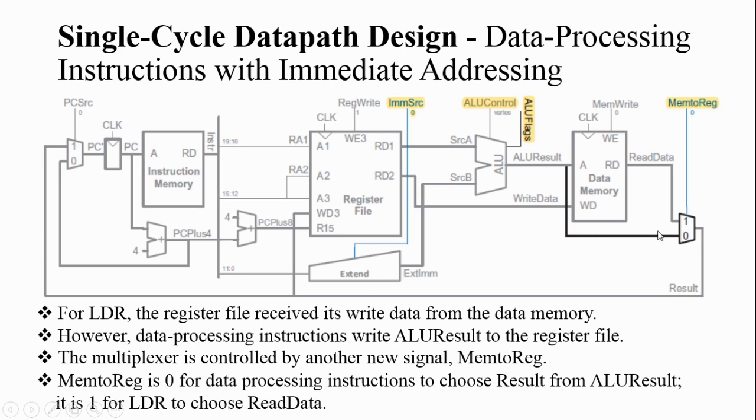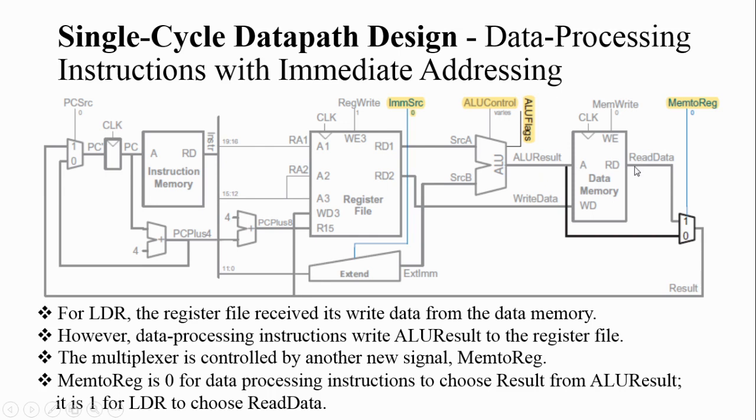Wherever this black color is shown, that is the current execution. So the ALU result should be written to the destination register configured by A3. That is why a line is taken from the ALU result, and one more additional multiplexer is provided here. Right? If the multiplexer's control input is 0, that control input is memory to register. So in the case of a data processing instruction, the memory to register input will be 0.